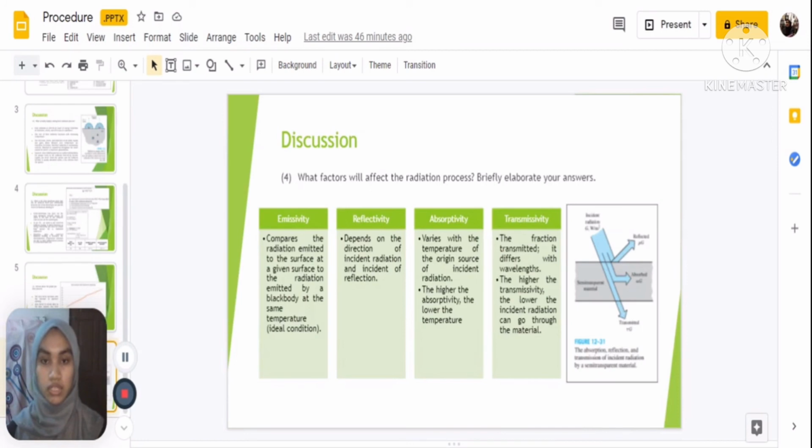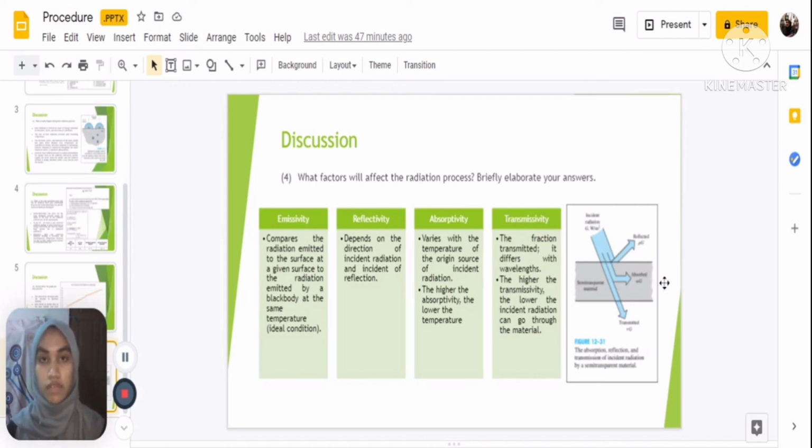The last question is the factors that will affect the radiation process. There are four factors. The first is emissivity, second is reflectivity, third is absorptivity, and fourth is transmissivity. Emissivity compares the radiation emitted by a given surface to the radiation emitted by a blackbody at the same temperature. Basically, it compares with an ideal condition. The second one is reflectivity. It depends on the direction of the incident radiation and also the angle of reflection.